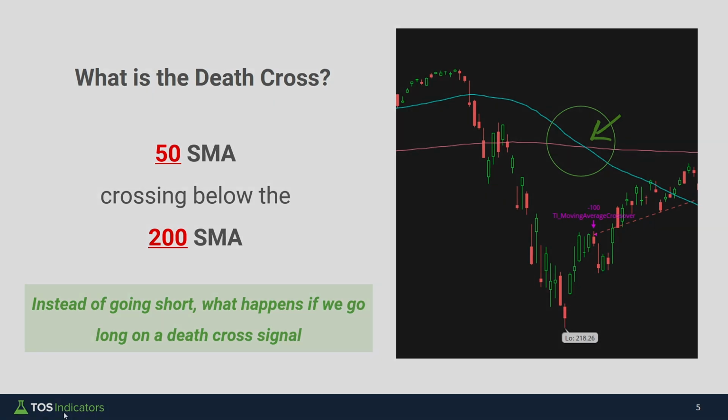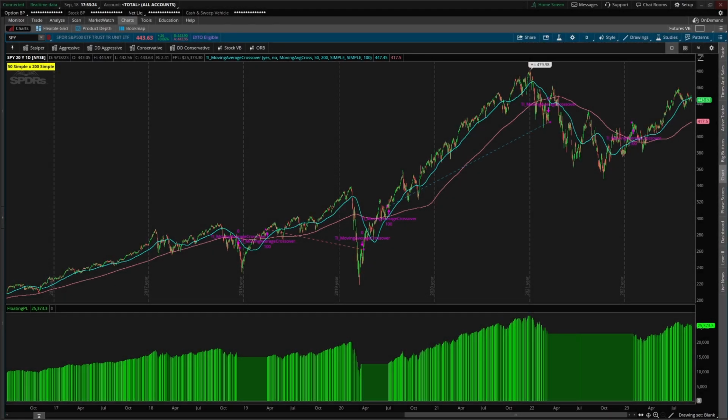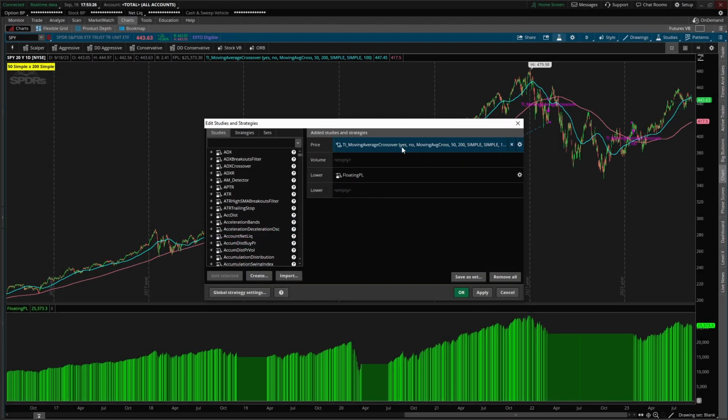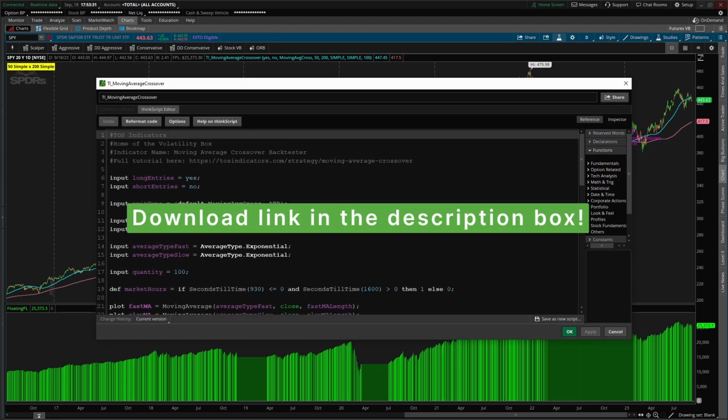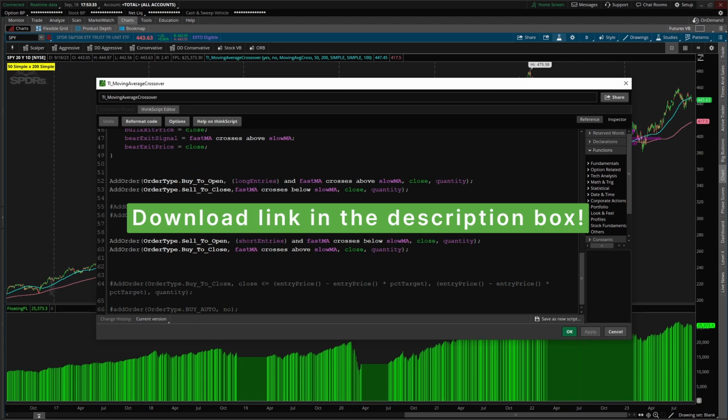Now, inside of Thinkorswim, I have our moving average crossover backtester loaded on. This is a free backtester. I'll leave a link to download it in the description box below.